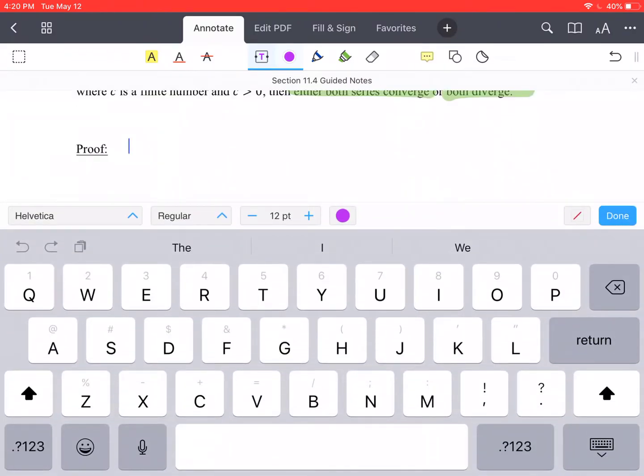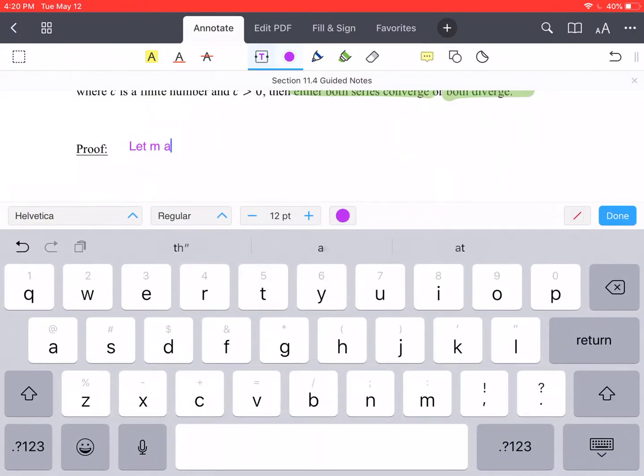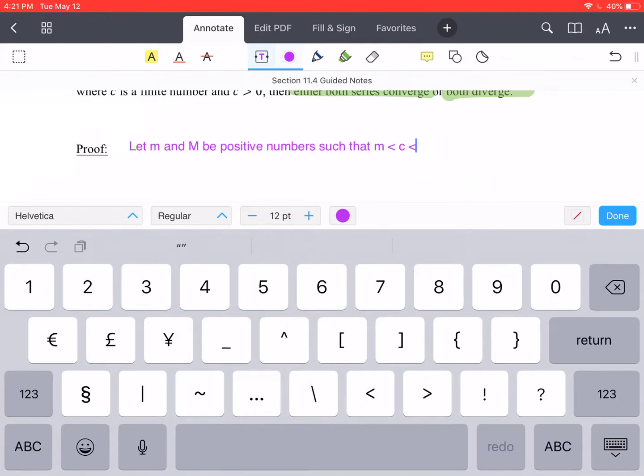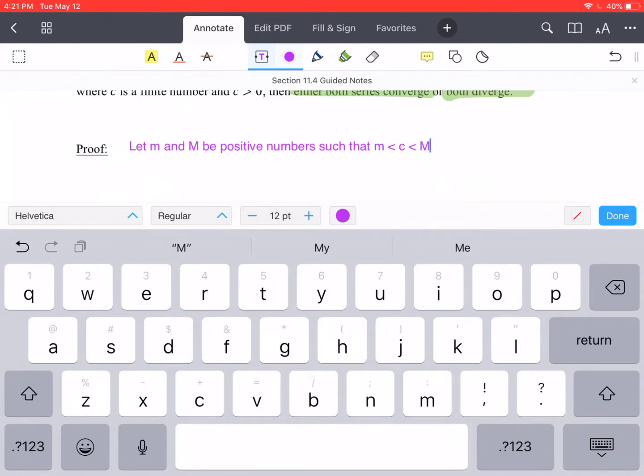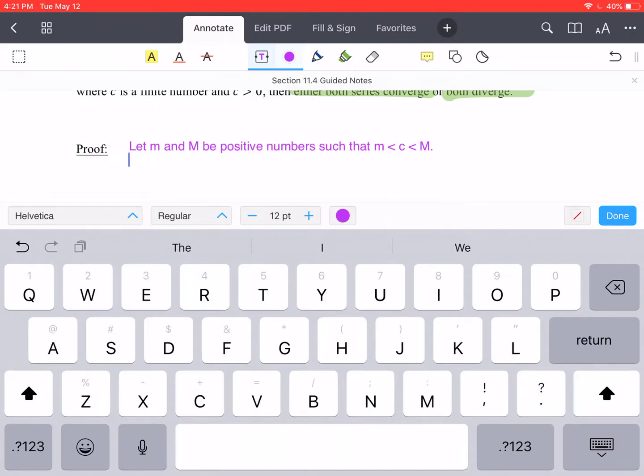So we're going to let little m and big M be positive numbers such that little m is less than c, which is less than big M. Okay, so we're getting two values, one of which is smaller than the limit, one of which is larger than the limit.